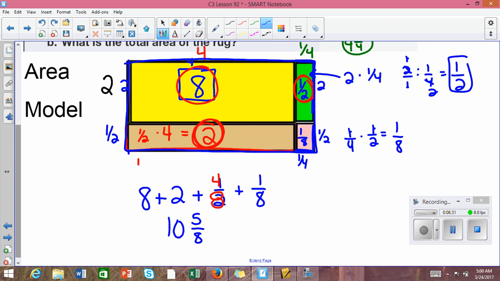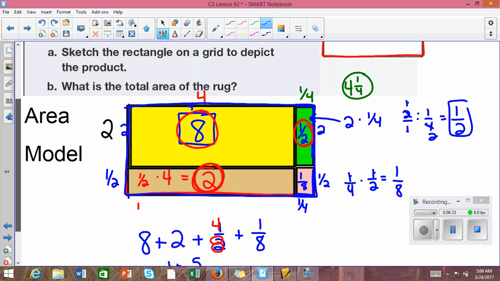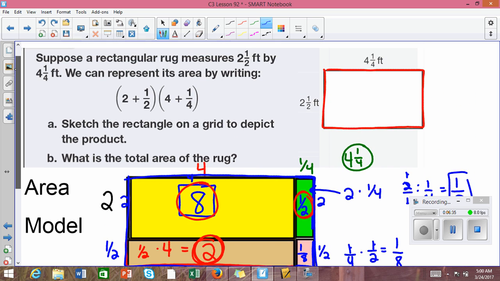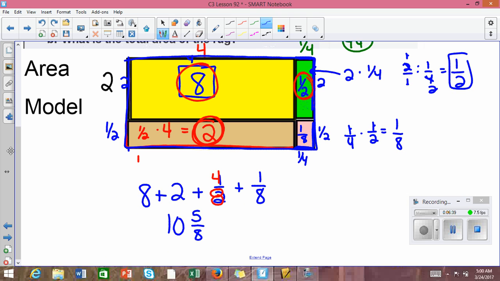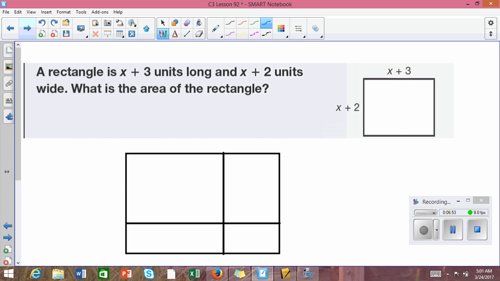So our area, I don't remember what our dimensions are in, if they gave us any. Feet, perfect. Okay, our area is going to be 10 5/8 feet squared. Okay, and that's how we found this area. So this is an area model is what this is called, and we're going to continue to use this in today's lesson. So let's move on to the next one.